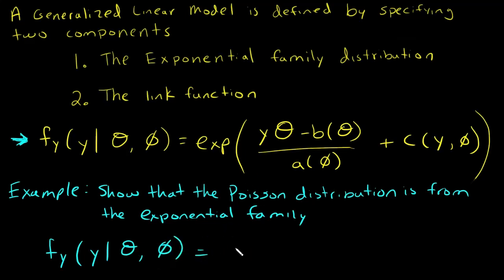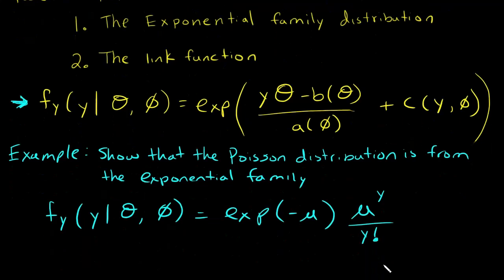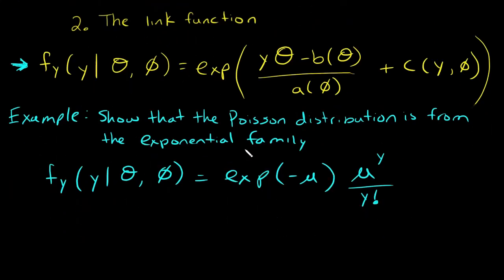But the Poisson distribution is generally written as e to the power of negative mu. So I'm going to need to figure out what mu is with regards to theta and phi. And then mu to the power of y divided by y factorial. Okay, so this is what the Poisson distribution function looks like. So how do I make it look like this? First thing is I need to use this little trick where e to the log of something is just that thing, right? So e and log cancel each other. So let's do that.